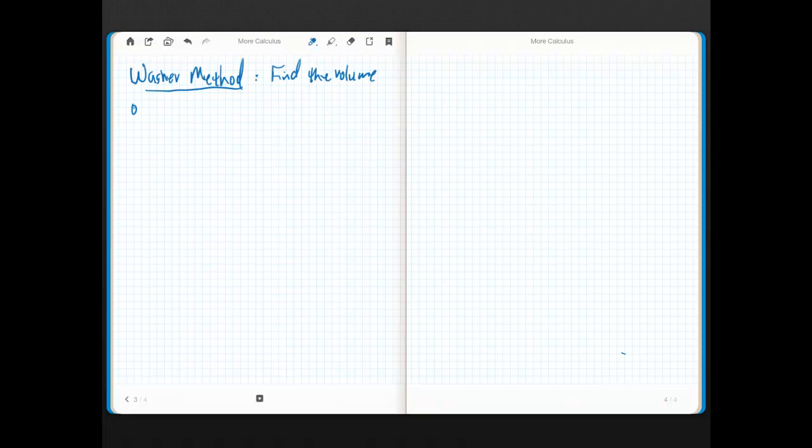Find the volume of the solid created when the region bounded by f of x equals root x and g of x.